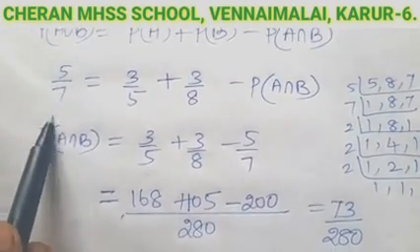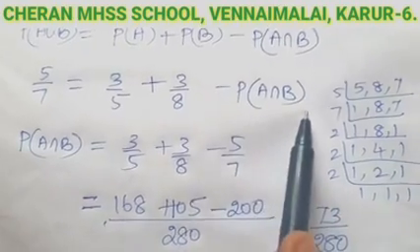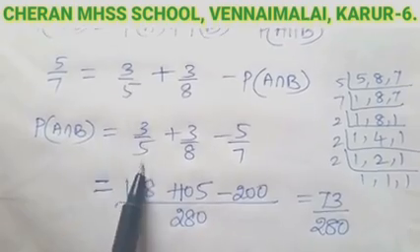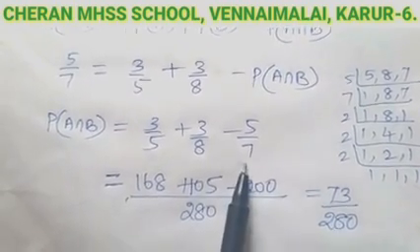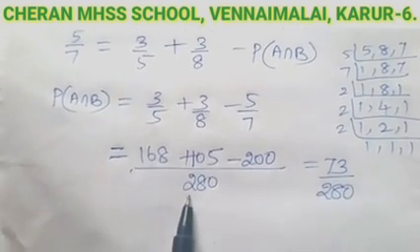Substitute the value 5 by 7 is equal to 3 by 5 plus 3 by 8 minus P of A intersection B. Bring this side. P of A intersection B is equal to 3 by 5 plus 3 by 8 minus 5 by 7. So taking LCM for all the three, we get 280.